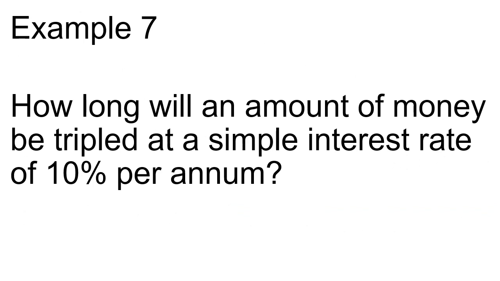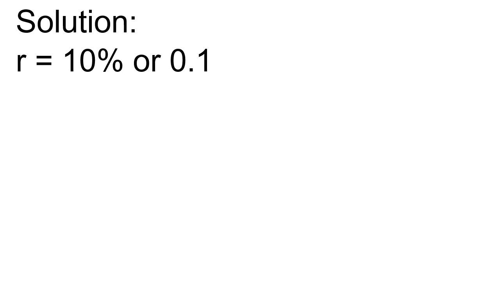Example 7. How long will an amount of money be tripled at a simple interest rate of 10% per annum? So we're asking for how long, so we will be solving for the time here. At a simple interest rate of 10% per annum, okay, so that's the R. List the given. R is equal to 10% or 0.1.